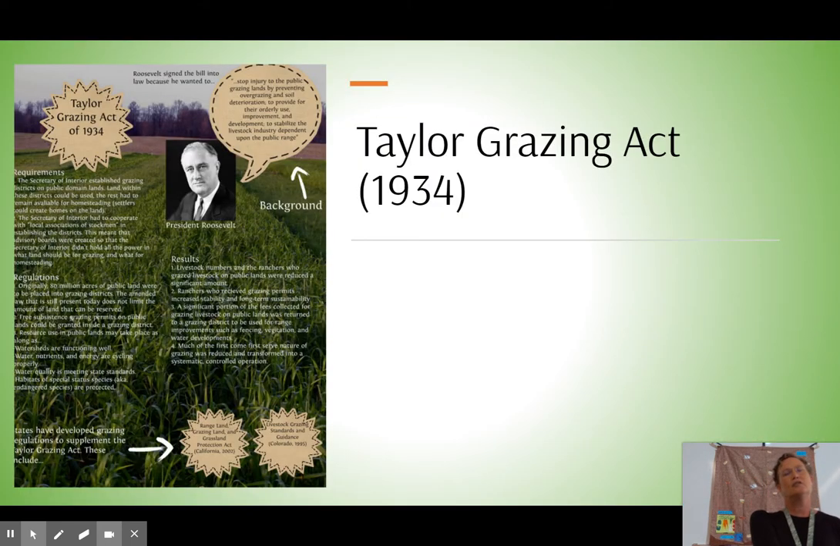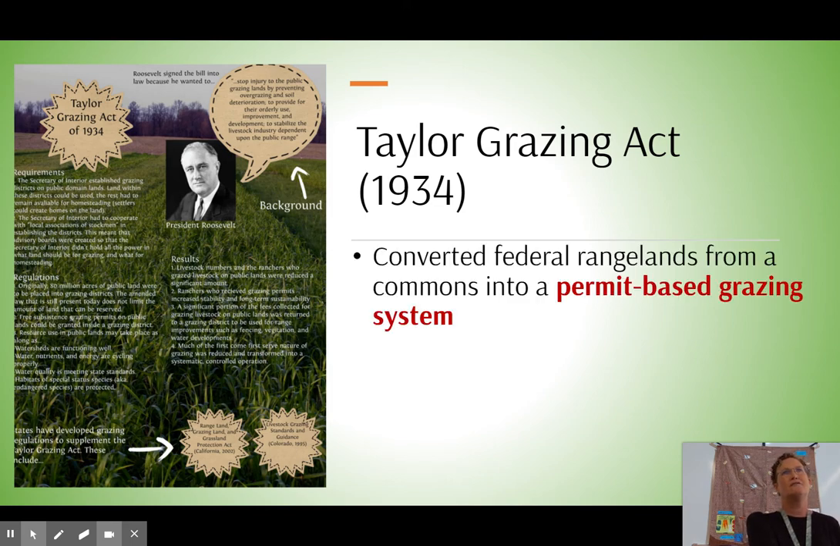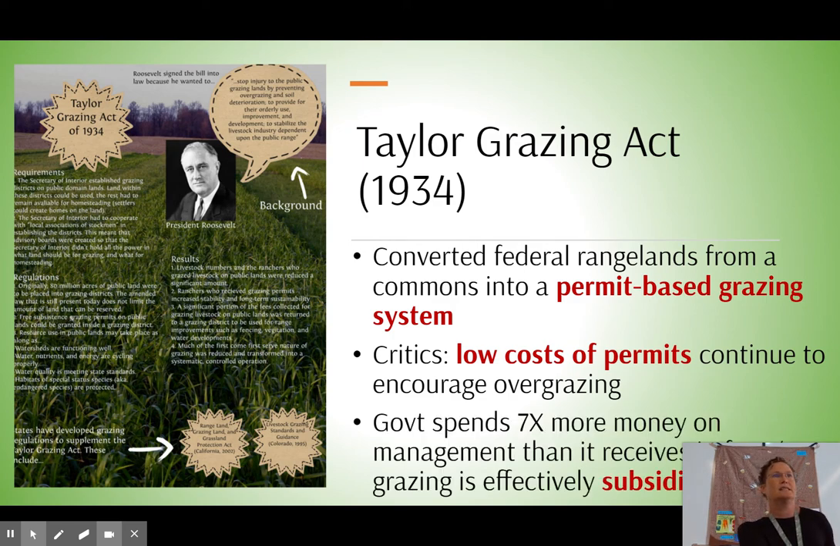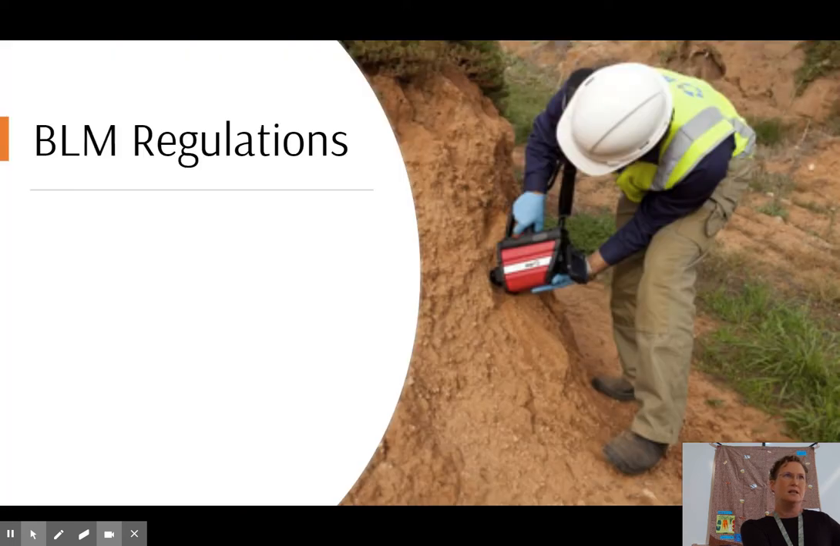Okay, so there was the Taylor Grazing Act of 1934. It converted federal range lands from a commons into a permit-based grazing system. So the critics said that it cost too little, and so it still continued overgrazing. And then the government spends 7 times more money on management than it receives in grazing fees. So it's effectively subsidized. So we're still struggling with this in our United States history.